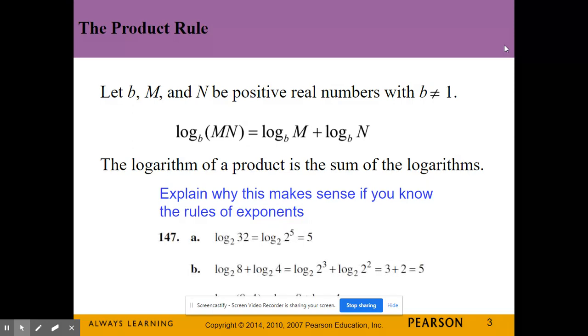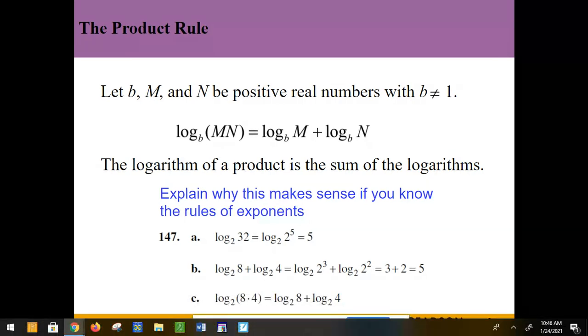We'll look at a couple quick examples here. Part B is probably more appropriate here for this rule. So 8 and 4 are rewritten as 2 cubed and 2 squared. Since they are the same base, that's why it goes 3 plus 2 is equal to 5. You're adding those exponents together. And then the last one here, that multiplication on the inside, 8 times 4, becomes 8 plus 4 on the outside.